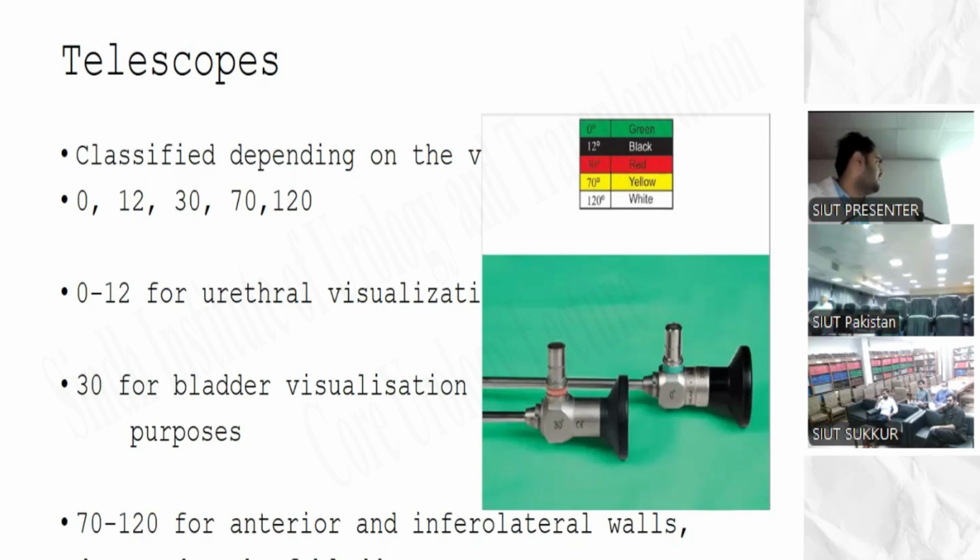The 0 to 12 degree lenses are used for urethral visualization, straight ahead. For the bladder and for therapeutic purposes, we are using the 30 degree lens. And for inspecting the anterior wall, anterior to the bladder neck, we are using 70 to 120 degree.